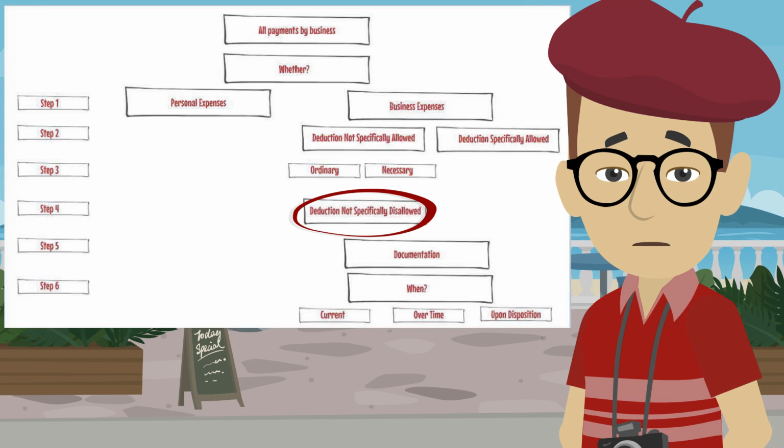Because deductions are a matter of legislative grace, there are specific types of costs that many, if not most, businesses incur that are never deductible at all, ever. Most of these are because Congress has decided that it would be against public policy to permit a deduction for certain things. So it has not graced those costs with a deduction.